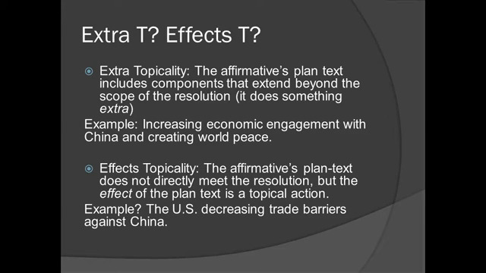That can be kind of confusing, so to contextualize this, think about what it would mean if the United States decreased trade barriers against China. Well, decreasing trade barriers can have the effect of increasing our economic engagement with China, right, because it creates a more open market between the two countries, but this does not directly have the effect of increasing trade, because it takes the action of decreasing trade barriers in order to increase economic engagement later. And that is something that can be unfair because the direct effect of the plan is not one that is a topical action.